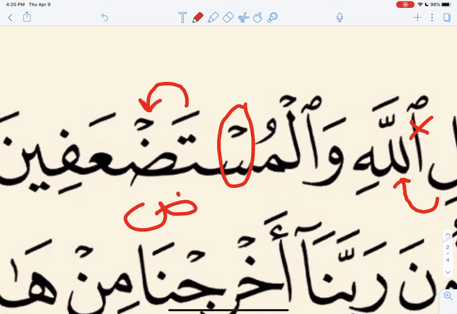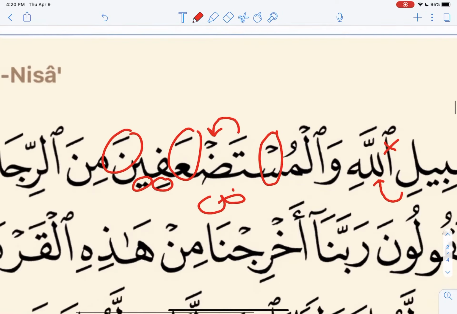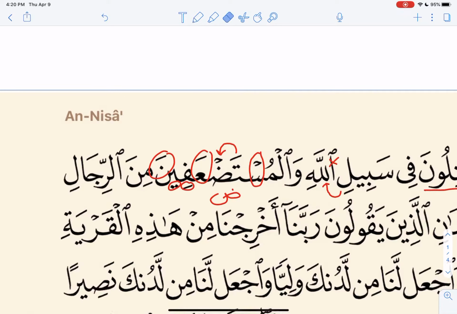wal mustad, and you drag that dad, and then you say ayn fatha a, wal mustad'a, and then you have a fa with a kasra followed by a harf med, so you're going to say fi. Wal mustad'afin, and you're going to add the noon fatha sound. Okay? So erase all that.